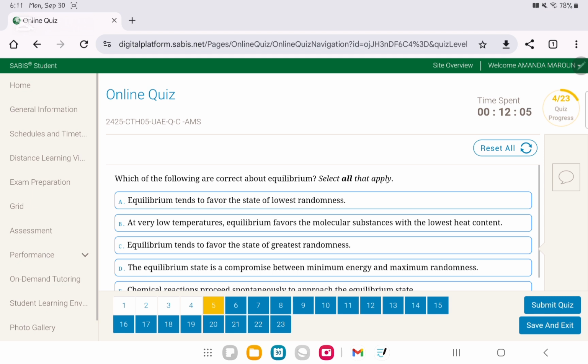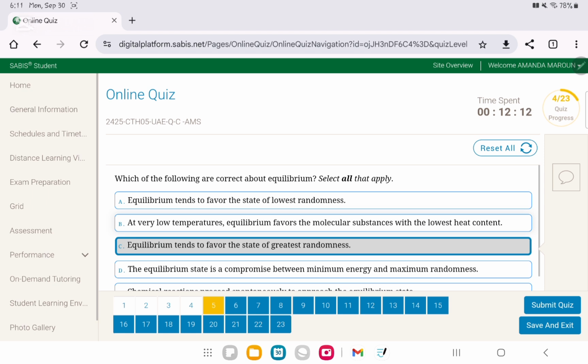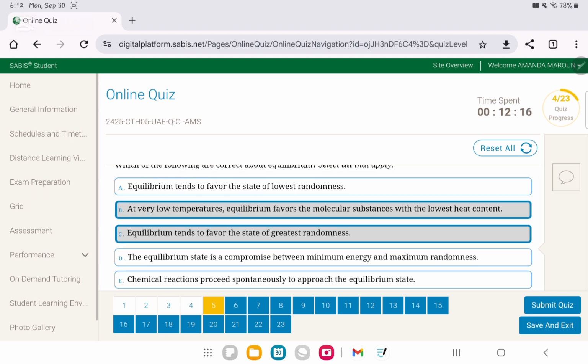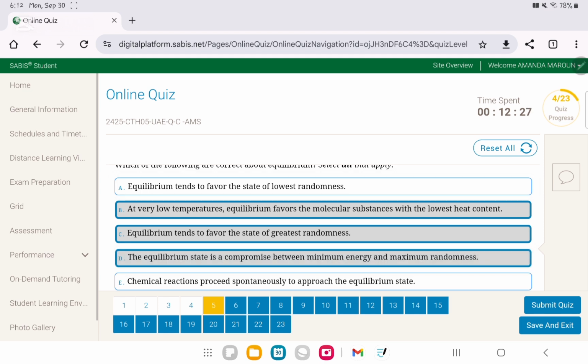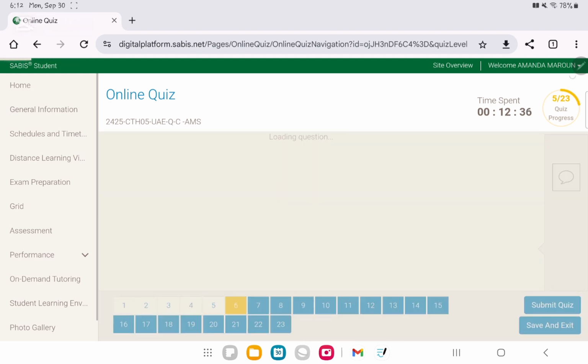Based on the notes that we just wrote, we know that equilibrium tends to favor the state of greatest randomness, not lowest randomness. Also, at very low temperatures, equilibrium favors the one with less heat. Equilibrium takes the least energy and the most randomness, so the greatest randomness and the least energy. And finally, the reactions proceed spontaneously, directly, to approach the equilibrium state.